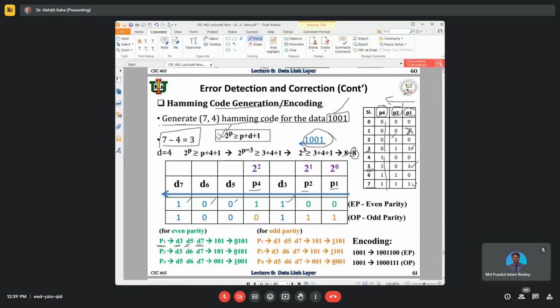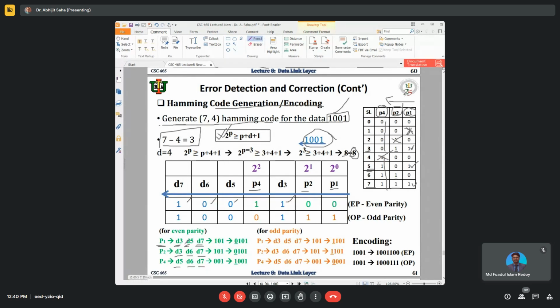Similarly for P2, this is the second position, the second parity bit, so this is not taken. Now you can find that this is the 3rd position, and this is the 6th position and 7th position. That means 3, 6, 7, so you write D3, D6, D7. Then you go for the next one, P4. Here P4 is in the 4th position, 1 2 3 4, so this will not be taken. The next are 5, 6, 7, so you write D5, D6, D7.